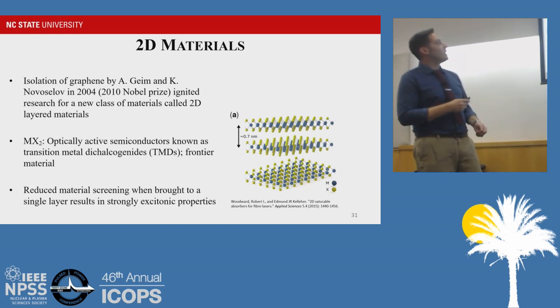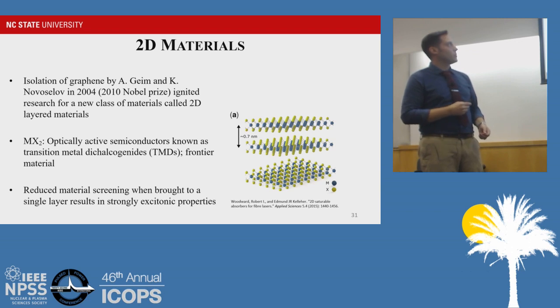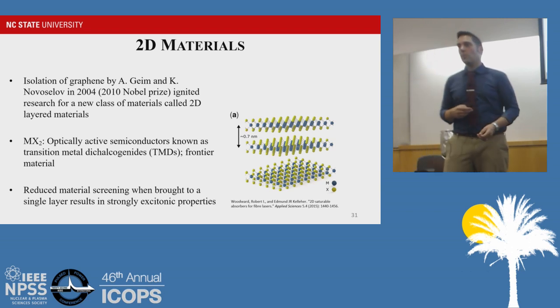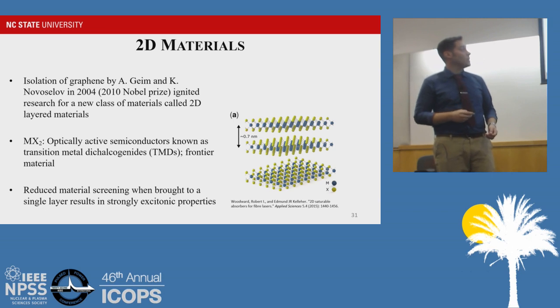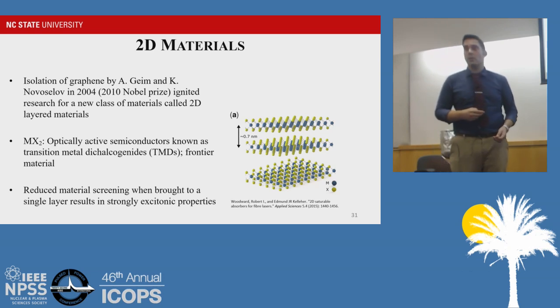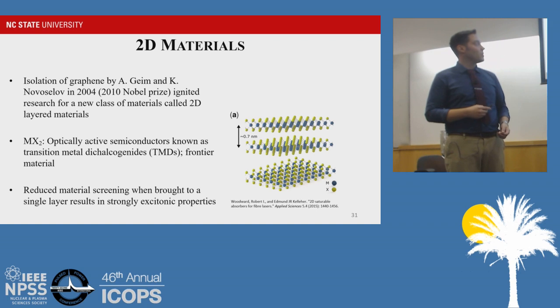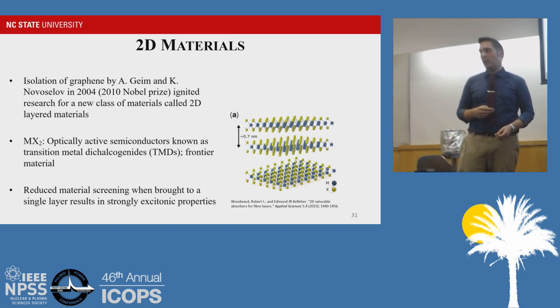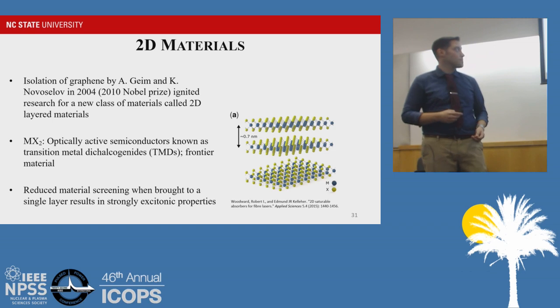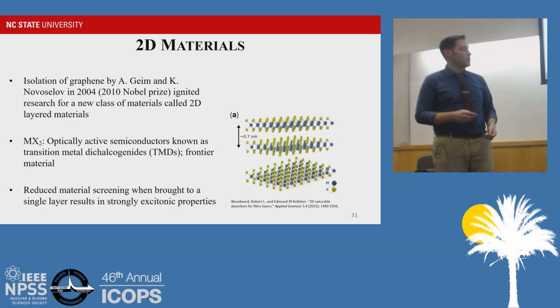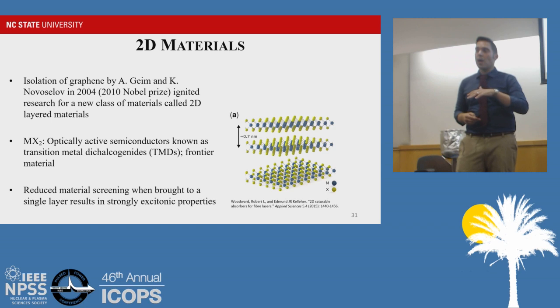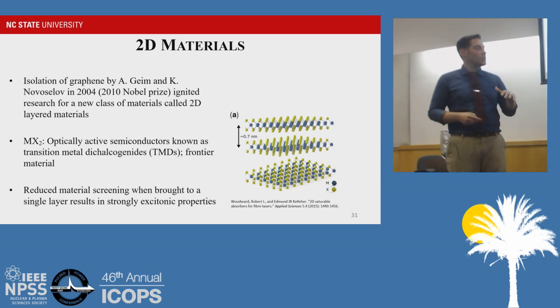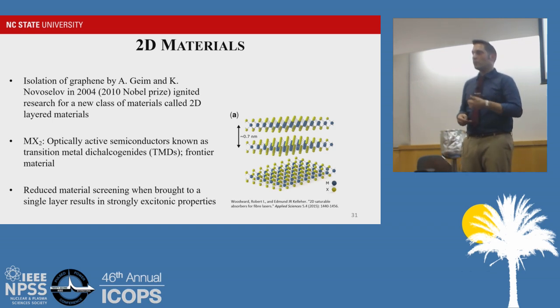We found this in what are known as 2D layered materials. The isolation of graphene won itself a Nobel Prize in 2010, and that brought in a wave of interest in these single layer materials. One of the single layer materials is called the transition metal dichalcogenide. Specifically for us, we looked into molybdenum disulfide. This is a direct band gap semiconductor. What's interesting about these materials is when they get down to a single layer, their properties change dramatically. And one of the properties of interest for us is that the exciton binding energy goes through the roof.